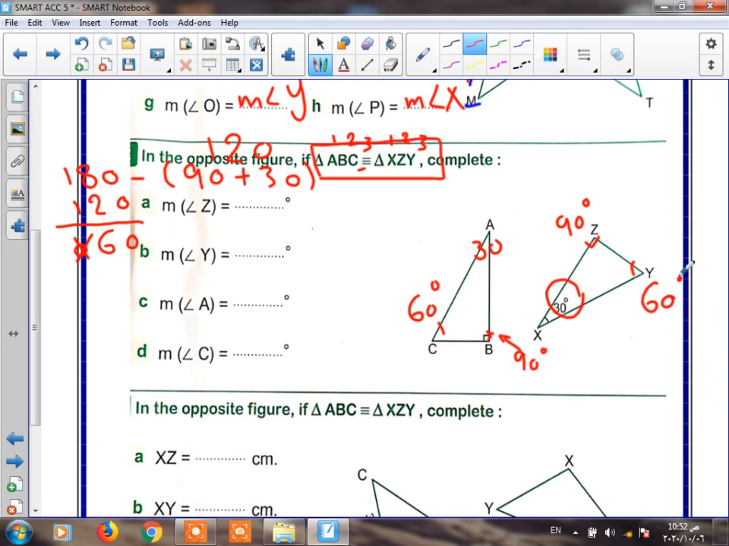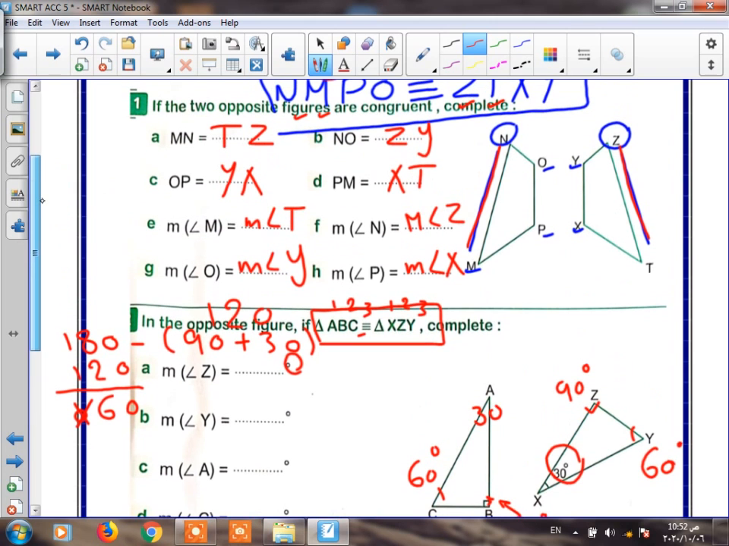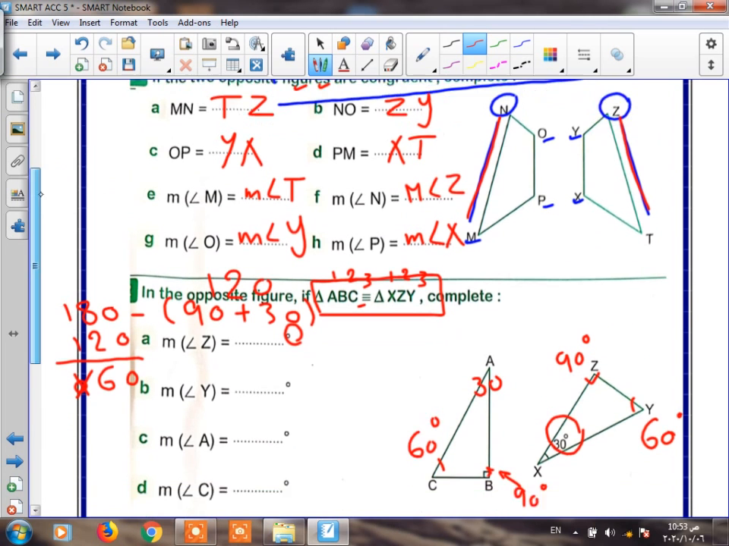So here when he asks you about measure of angles, the answer is in degrees. Here in this one, he asked about the degree, he needs a number. But in the previous one, he asked about measure of angle M equal to measure of angle Y, because he didn't put here the degree mark.